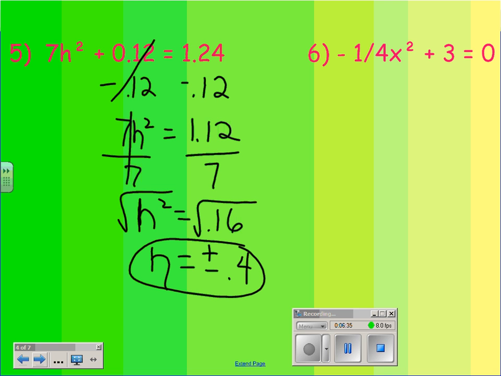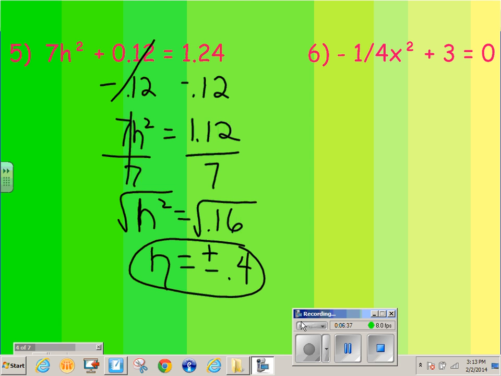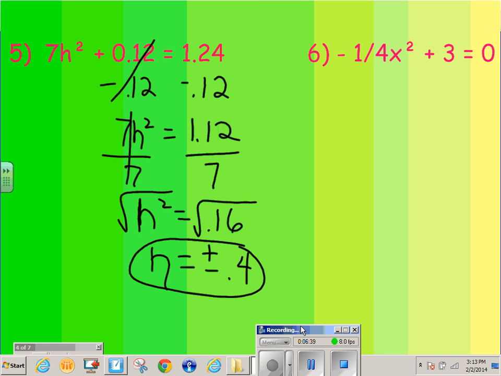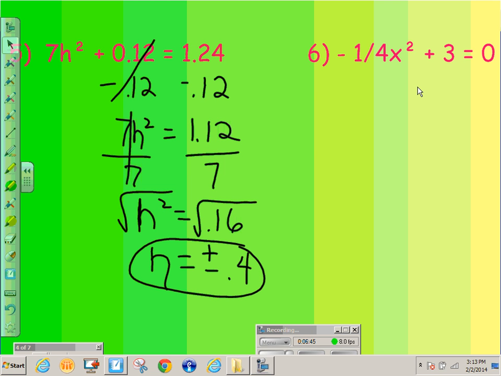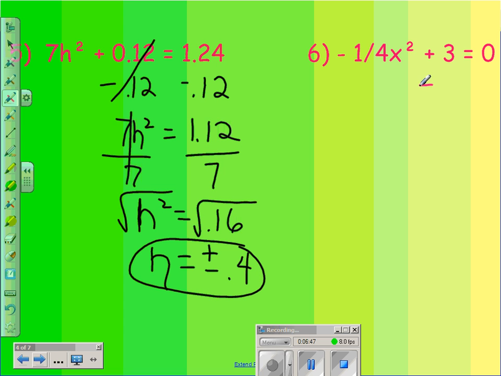This time our coefficient is a fraction. That's why I included this in our work today. So we want to do what? Subtract 3? Yep, subtract 3. Subtract 3 on both sides of the equation. I end up with negative, I'm going to write it like this, negative 1/4 x squared is equal to negative 3.